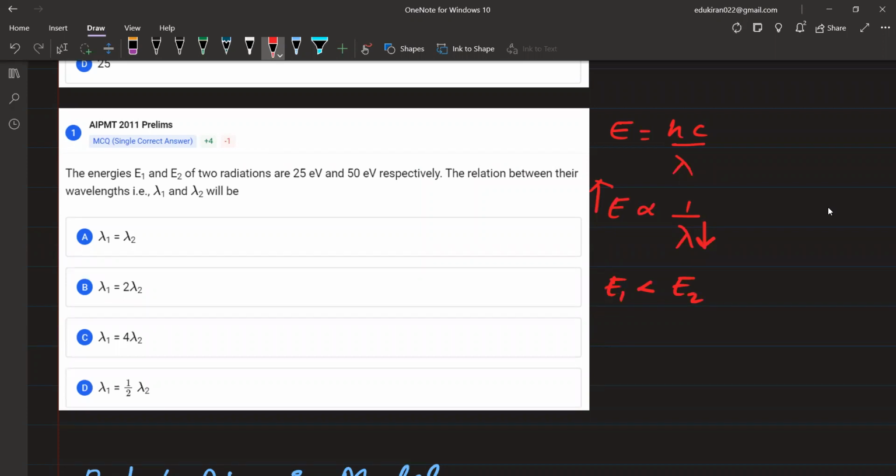E1 is less than E2, तो lambda 1 क्या हो जाएगा, will be greater than lambda 2. और ये केस कहाँ पे बन रहा है आपके पास, when you have, है ना, twice है, the difference is of twice, तो twice का difference आएगा. I can write lambda 1 will be equal to 2 lambda 2. Option B. Please write this down.